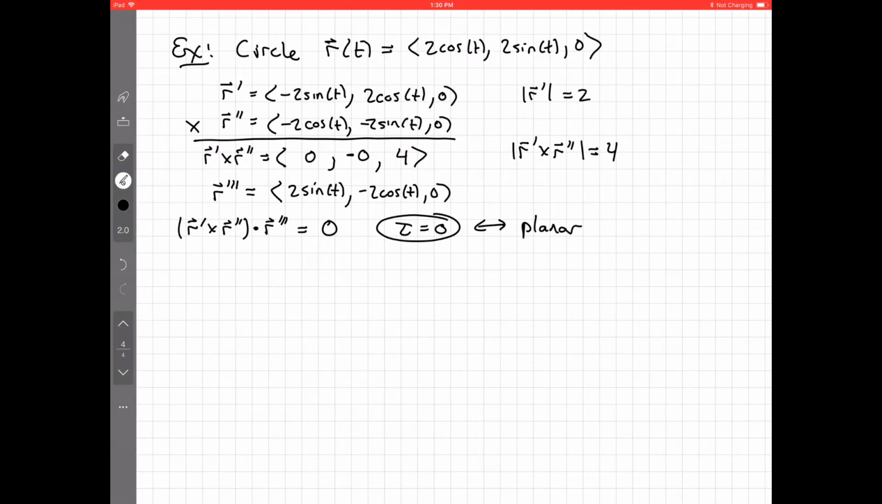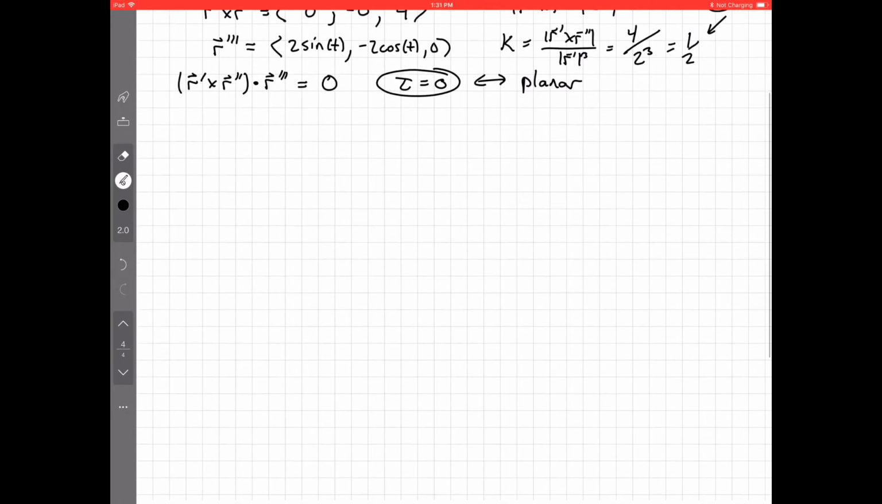By the way, if we calculated curvature using our cross product formula, which is probably not the best formula to be using here, but oh well, we have 4 divided by 2 cubed. That's 1/2, which is not surprising because that's the reciprocal of the radius, right? So that's what we expected.